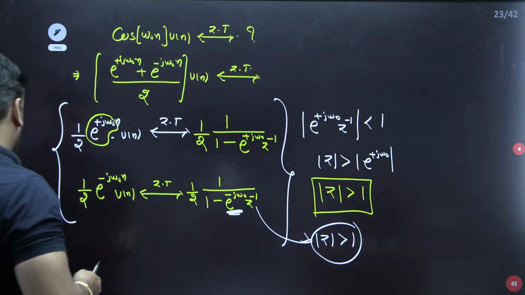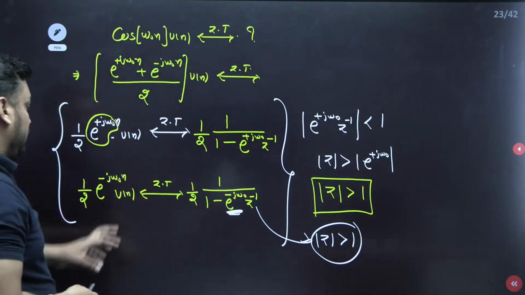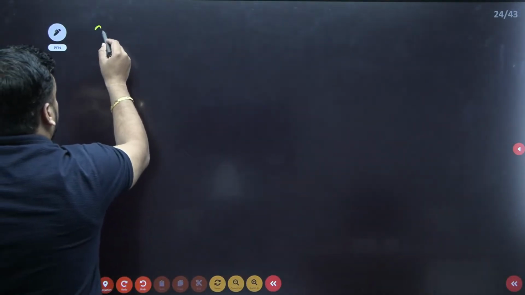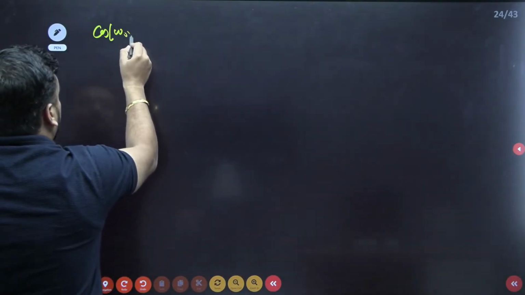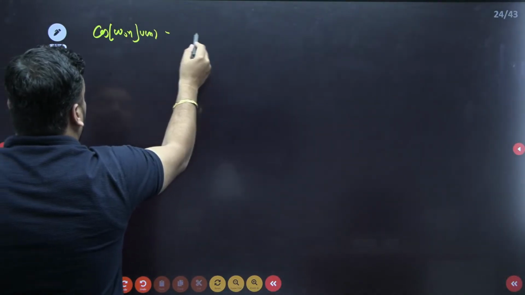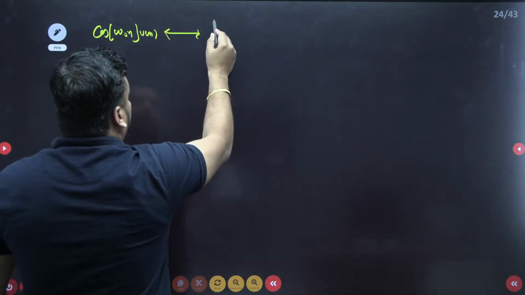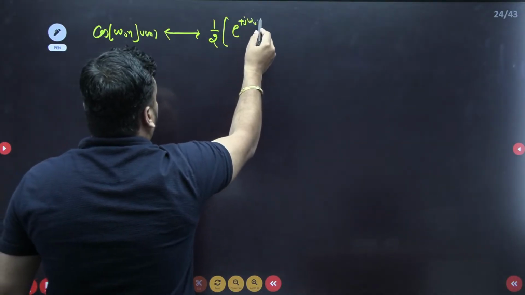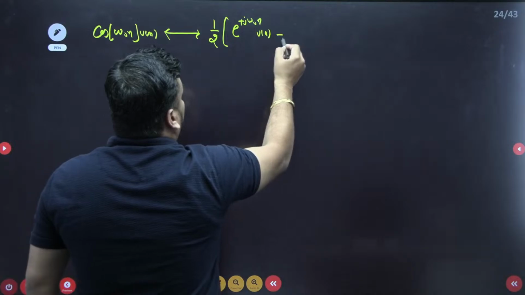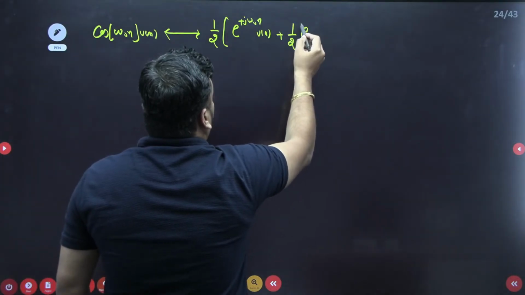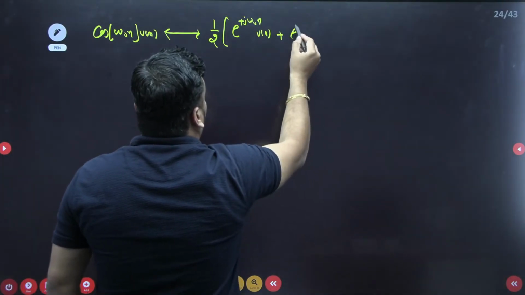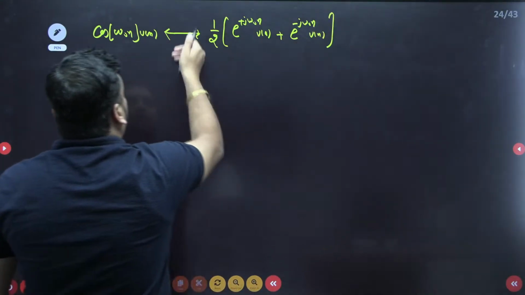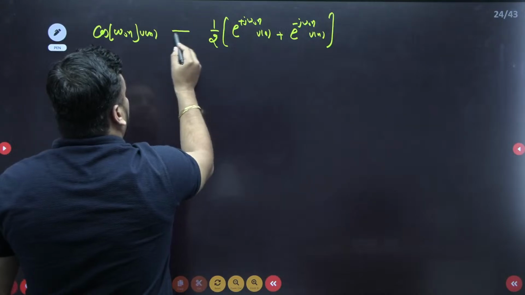So if you put the value here, what exact expression will you get? We are looking for the z transform of cos omega 0 n into u of n. So here I am writing half outside, and e to the power plus j omega 0 n into u of n, plus half of e to the power minus j omega 0 n into u of n. This is just the equivalent, not the z transform.